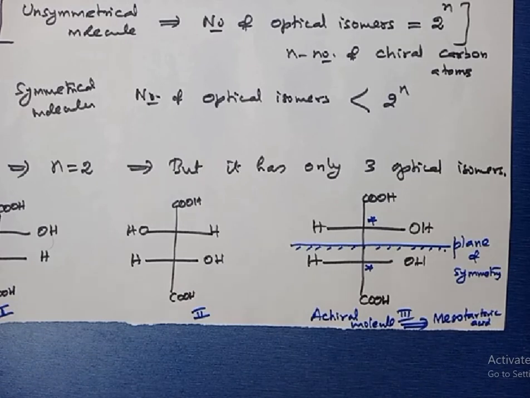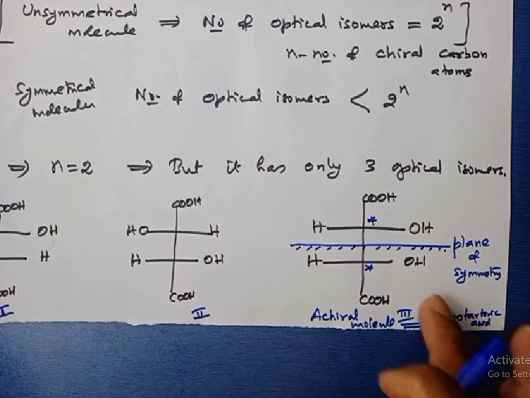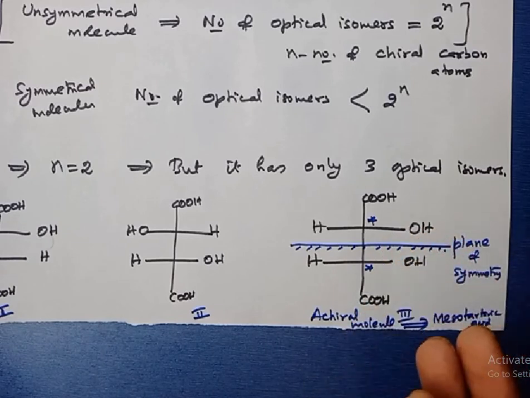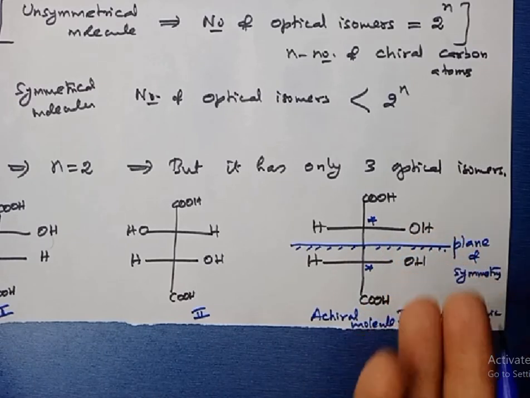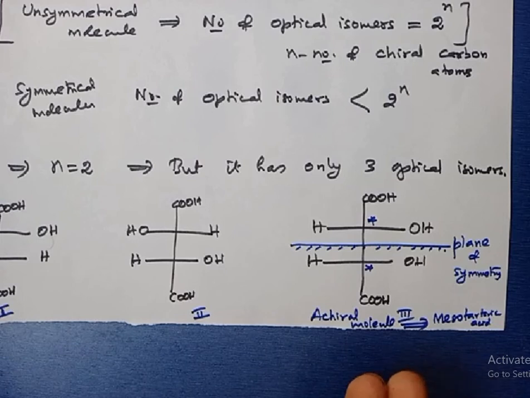So students, keep this in mind. Mesotartaric acid cannot rotate the plane polarized light. Why? Why can mesotartaric acid not rotate the plane polarized light? Is it because it has two chiral carbons? No. Listen, this molecule is an achiral molecule. An achiral molecule cannot rotate. That's all, simple.